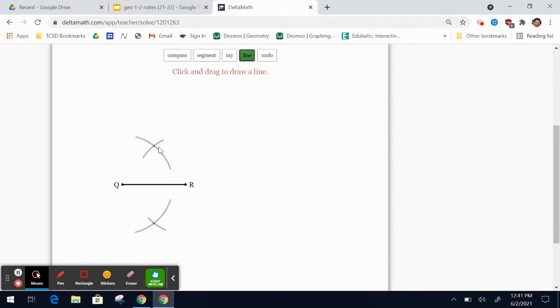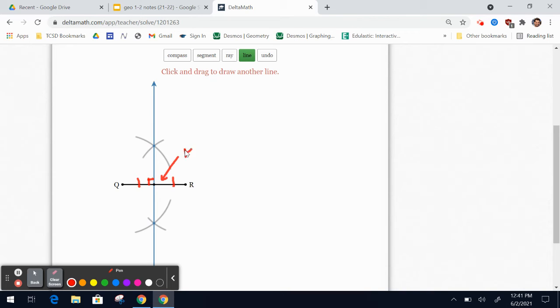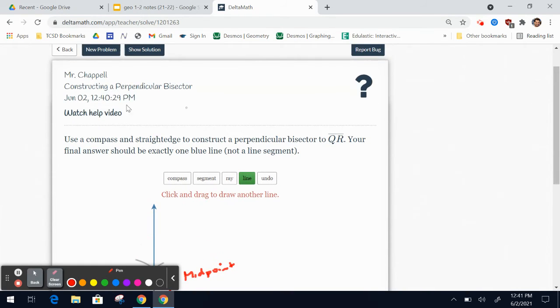Here's where I grab my line tool, and I connect those 2 points. And again, what I've done is I've created a line that is perpendicular to segment QR, and it bisects segment QR, making this QR's midpoint. There we go. Awesome. I like that construction. It's pretty basic construction.